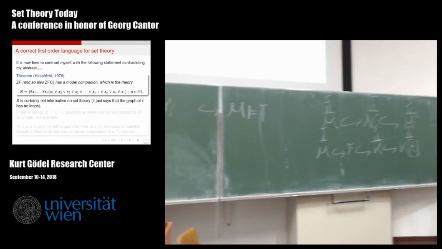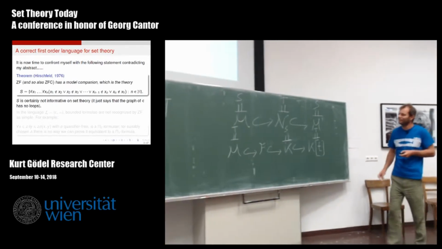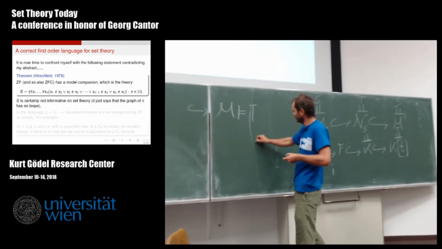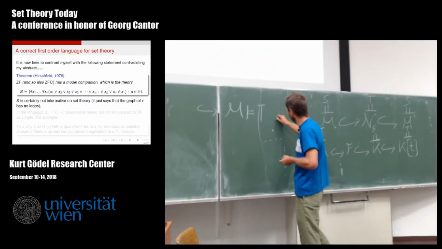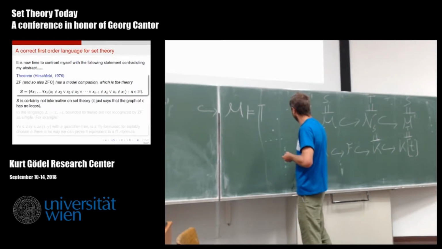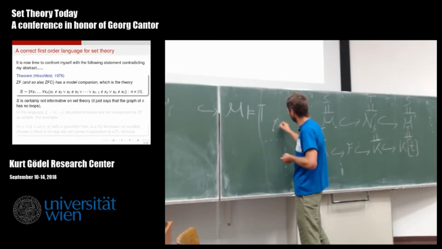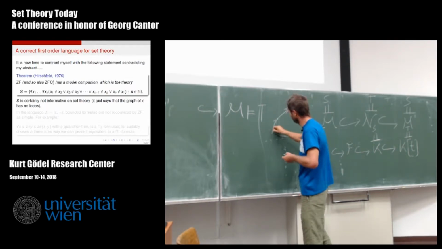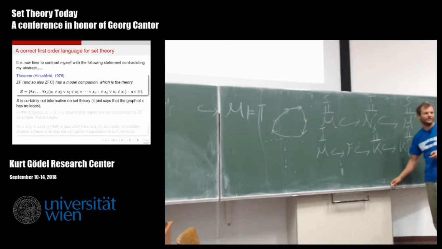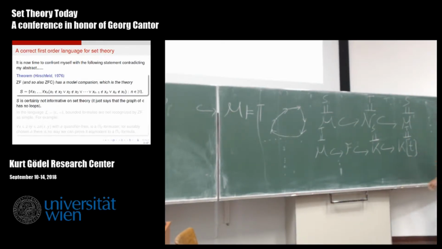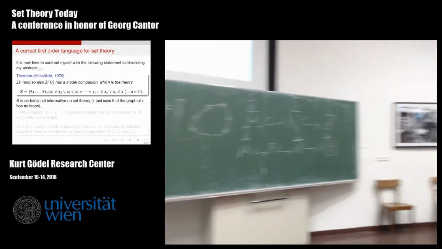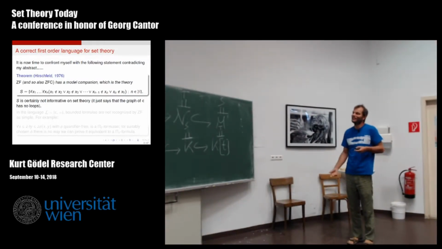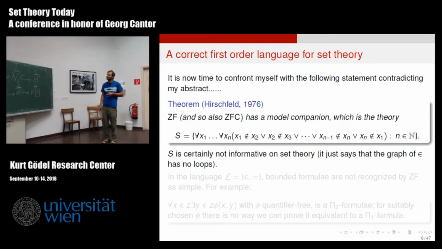So it's not even saying that the epsilon relation is well-founded. It's saying I cannot find a finite set of elements such that the first belongs to the second, which belongs to the third, which belongs to the fourth, which belongs to the first. Okay, so it's a theory asserting that the epsilon relation does not have loops. Well, we do not learn much about sets by studying this theory S.